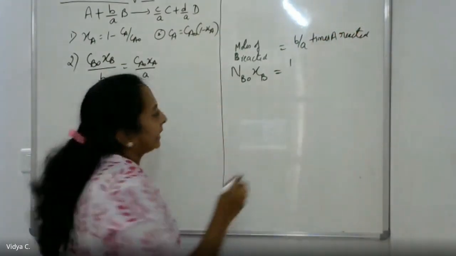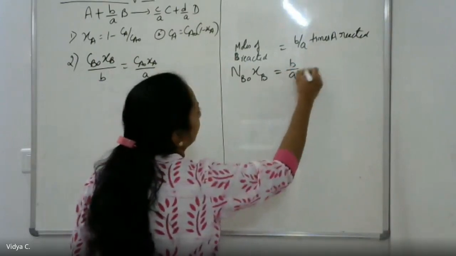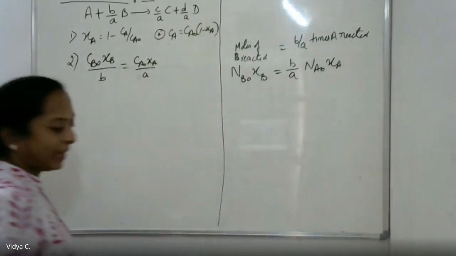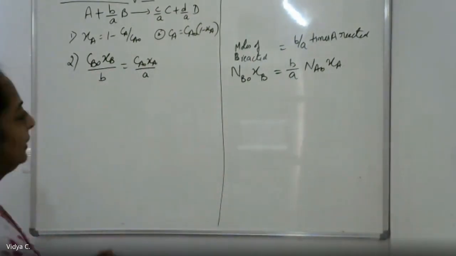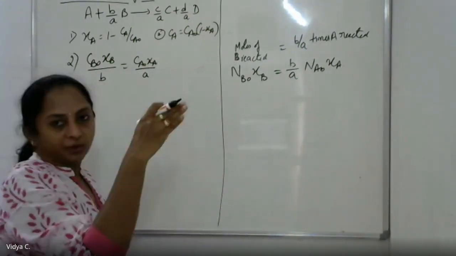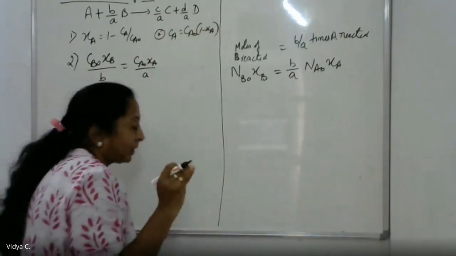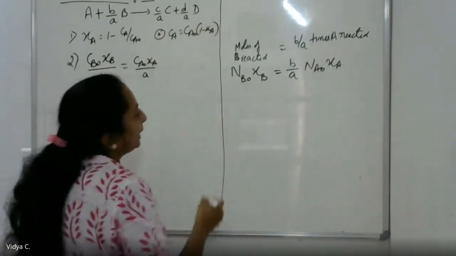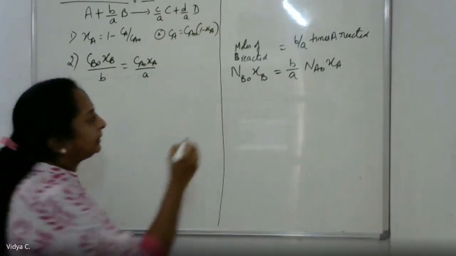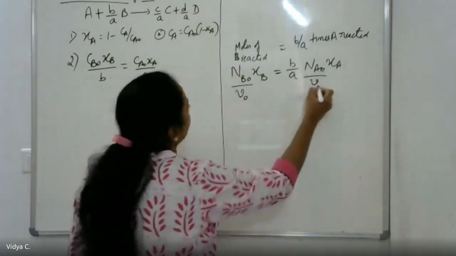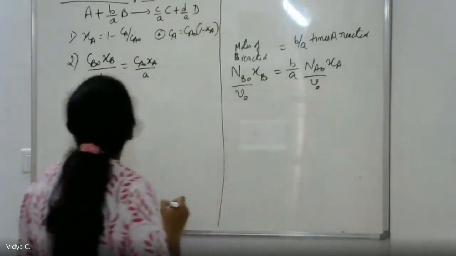Okay, B by A times A reacted. So now I will take this as B by A into NA naught into XA. Is that fine? Hope you got that. Just recollect what you had done in your previous one. Okay, so now I will just divide this entire equation by V naught on both sides.